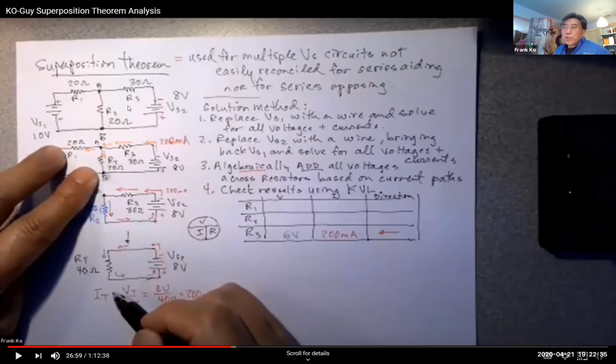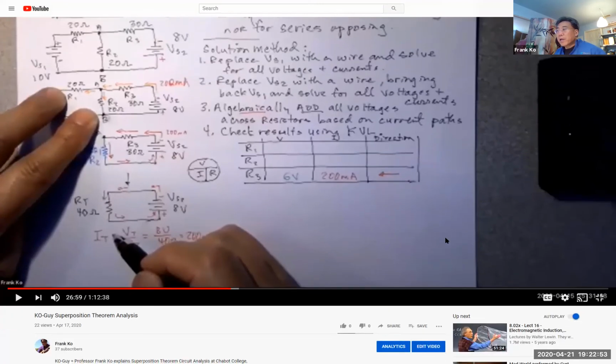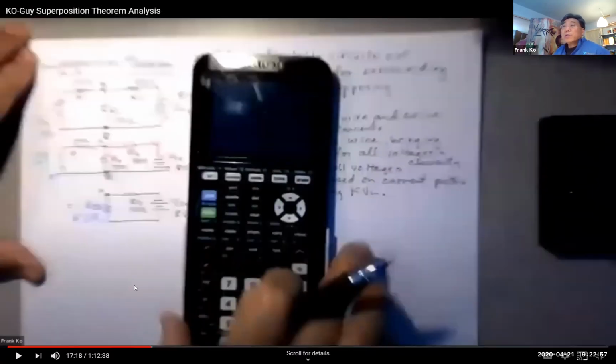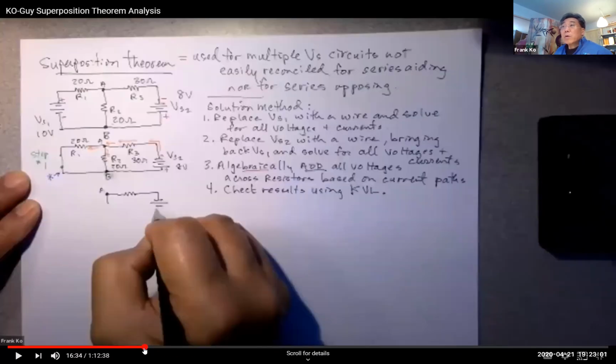Given two voltage sources, you will replace voltage source 1 with a what? A wire, and then solve for all voltages and currents. So when I take this one out and put a wire in its place, let's see if I can move this back to here. It's replaced with a wire.